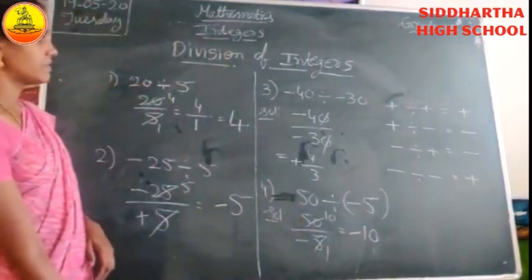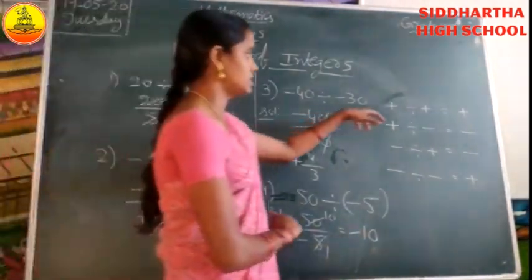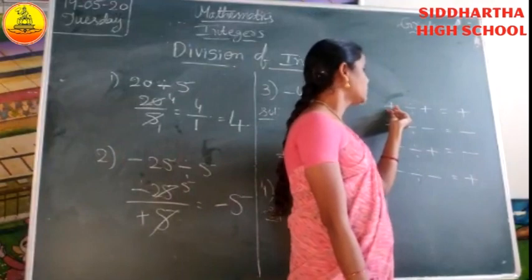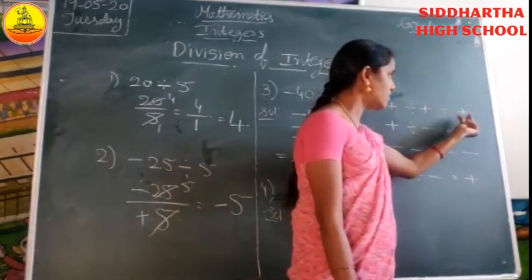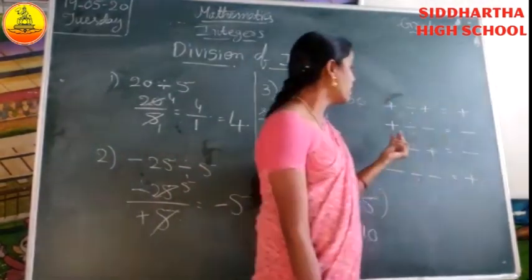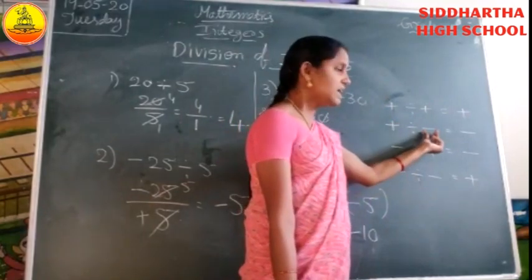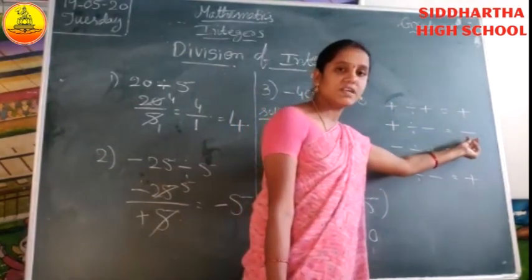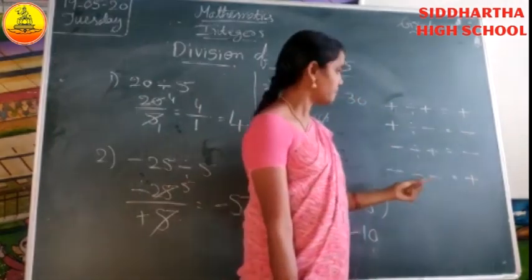Did you understand? Okay. So what is the meaning of this? Whenever we divide a positive integer by a positive integer, the result will be a positive integer. Whenever we divide a positive integer by a negative integer, the result will be a negative integer.